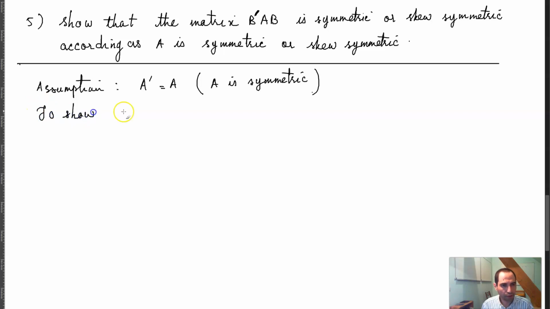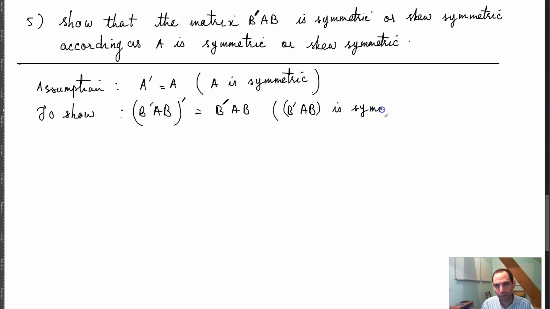Now I want to prove that B prime AB is also symmetric, meaning that (B prime AB) whole prime is equal to B prime AB. Or in other words, B prime AB is symmetric. And in order to prove that, I can write the LHS of this equation.